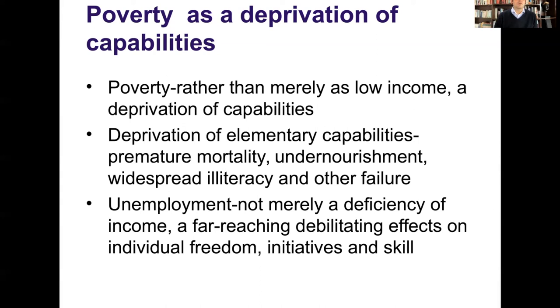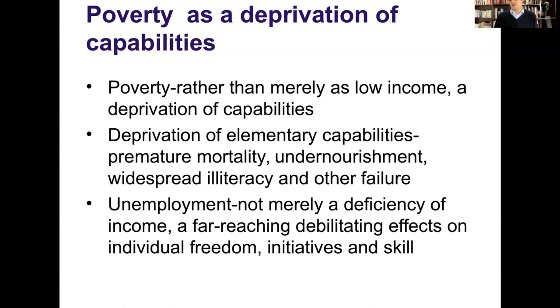their employment, of their work in general, then this is again, of course, deprivation of their capabilities. Other aspects here are premature mortality, undernourishment, widespread illiteracy, and other failures to enable people to live up to their potential. In this way, he also sees that unemployment is not only a deficiency of income, but also of ability, and that it has very far-reaching effects on individual freedoms, initiatives, and skills.